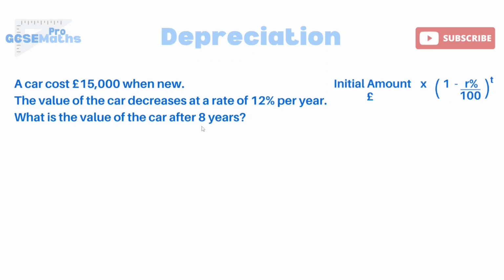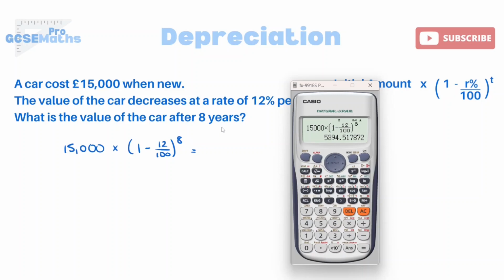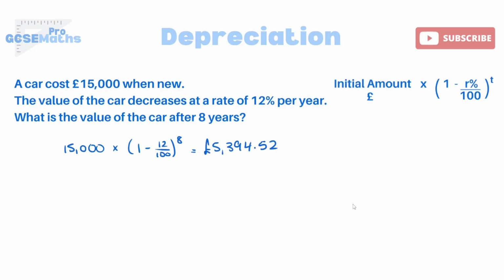So in this case, if I know this is the same as compounding, I can use the formula. So I've got my initial amount as 15,000 times by 1 minus, in this case, the percentage over 100, or just convert it into a decimal yourself, and then to the power of the time. In this case, because it's 12% per year, for 8 years, I can put 8. Then I would just put this into the calculator. Okay, and it says what is the value of the car after 8 years, so you just write down this new value, which is £5,394, and I'd probably round it to 2 decimal places because it's money, 52. And that would be your answer. It's literally as simple as that.